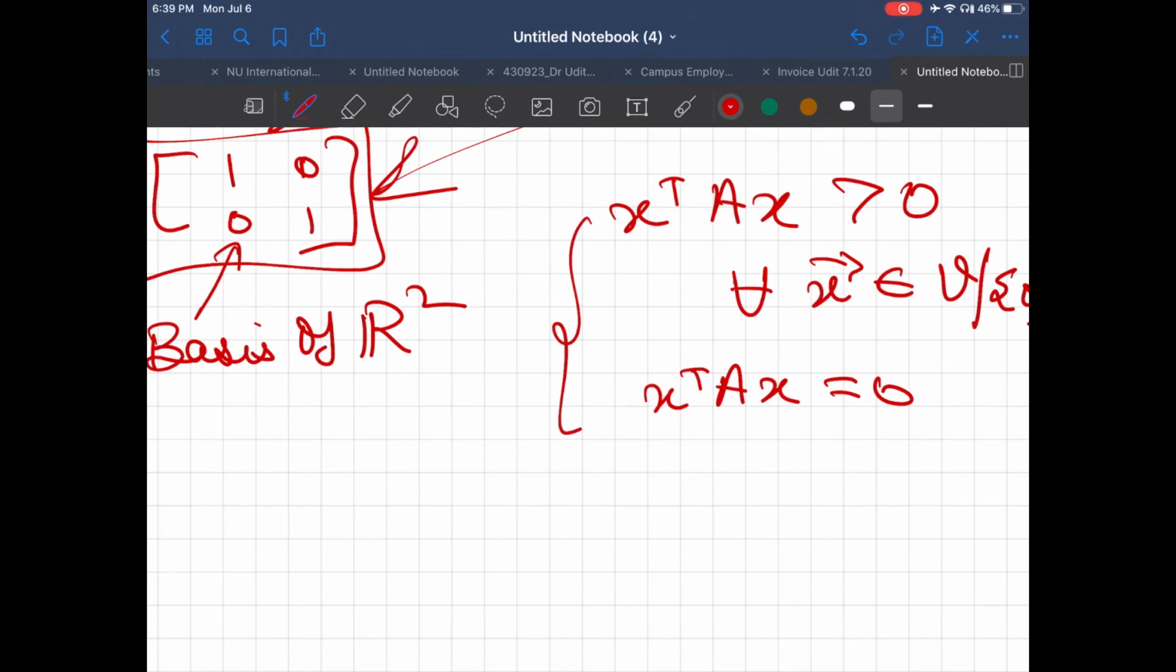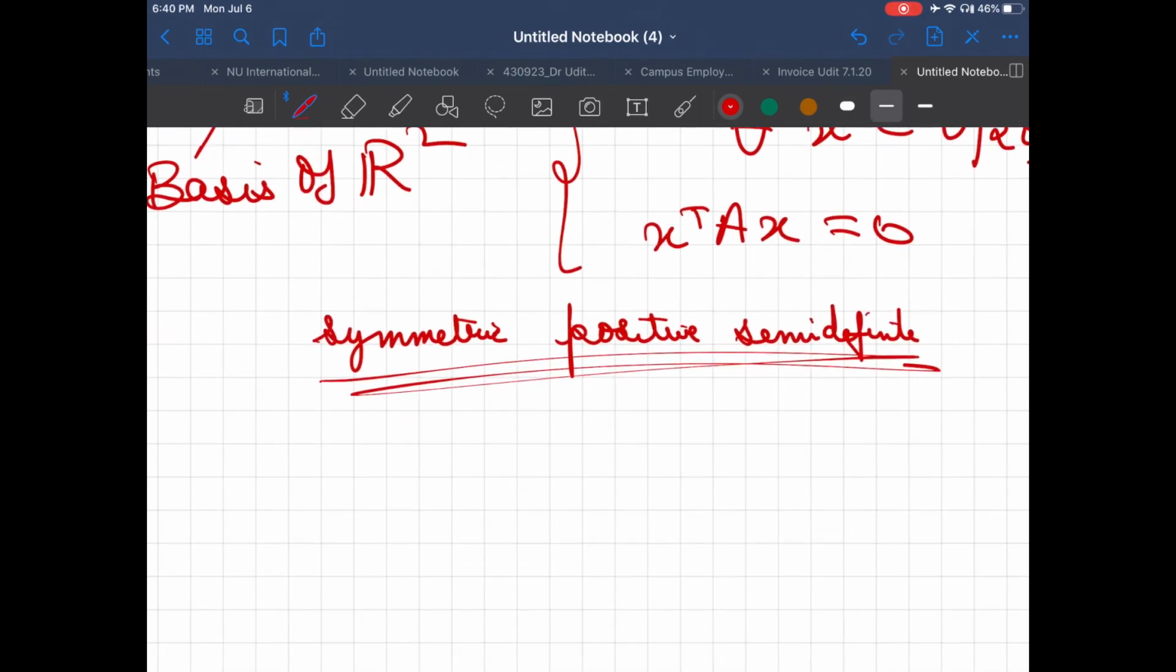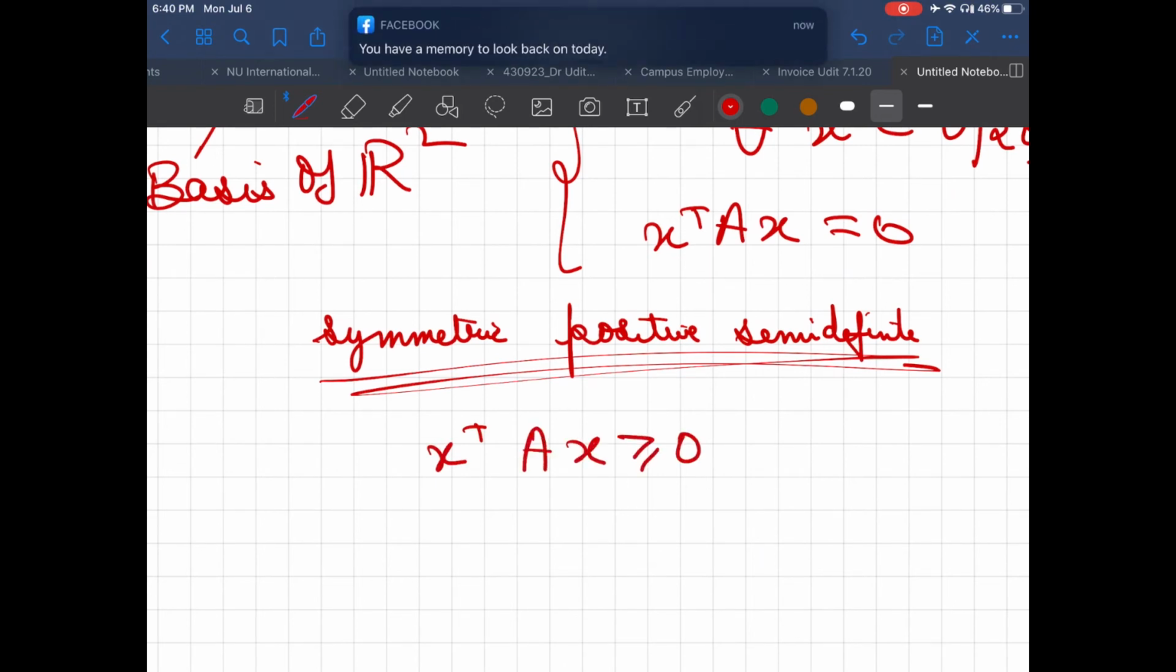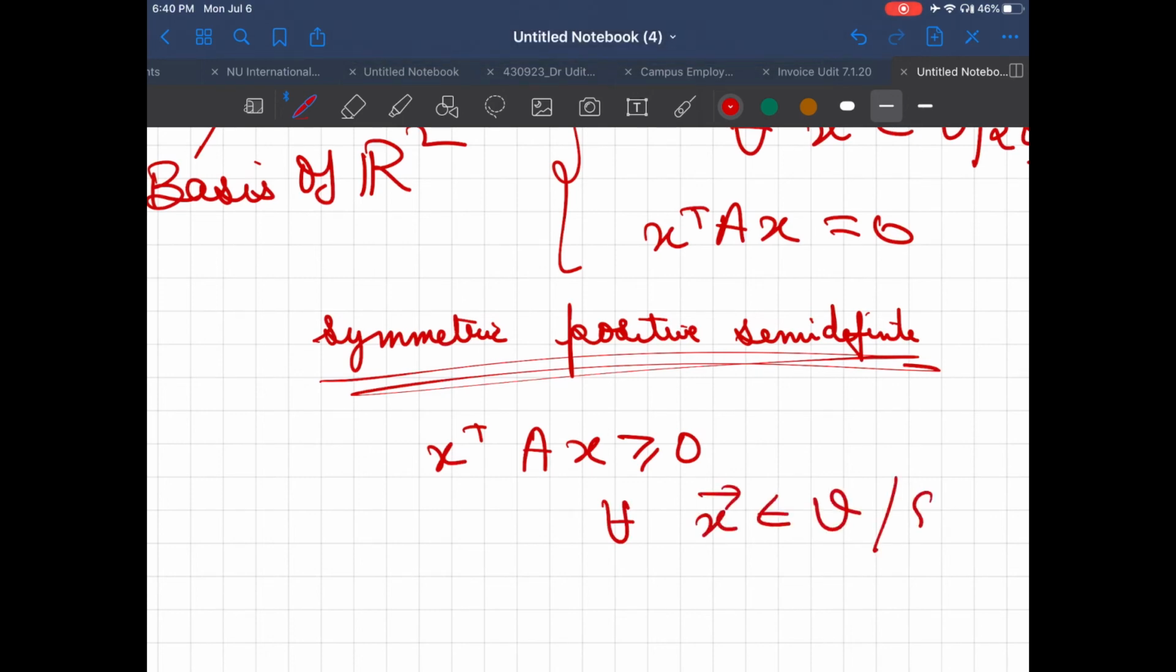However, an extension of this definition exists. We can also define symmetric positive semi-definite matrices, and that would mean that x transpose A x can be greater than or equal to 0 for all x belonging to a certain vector space, but x is not equal to 0.